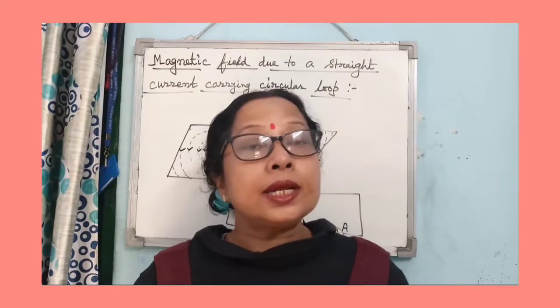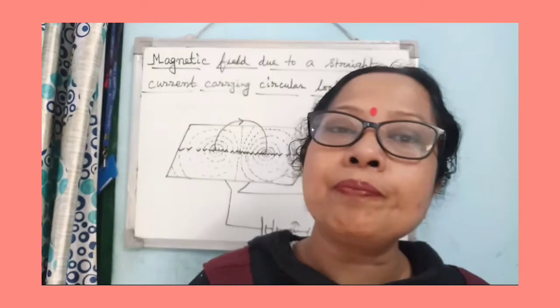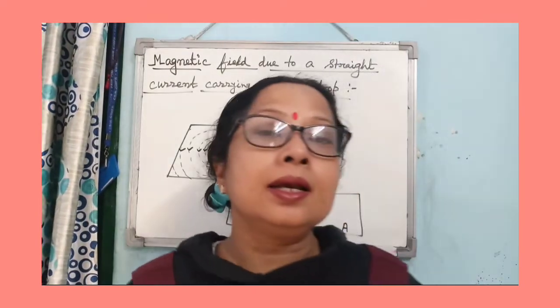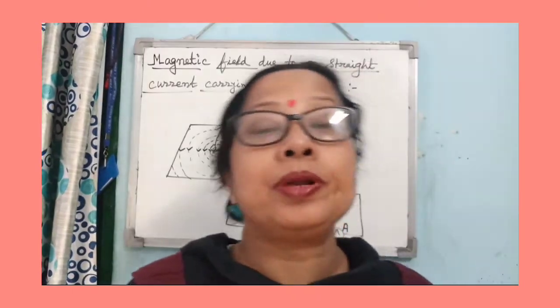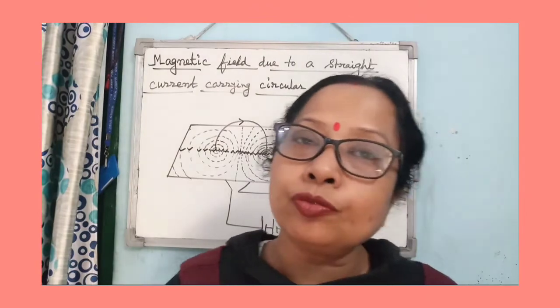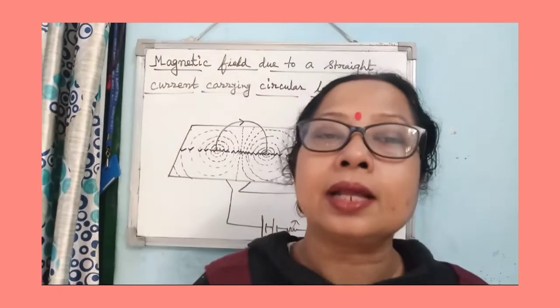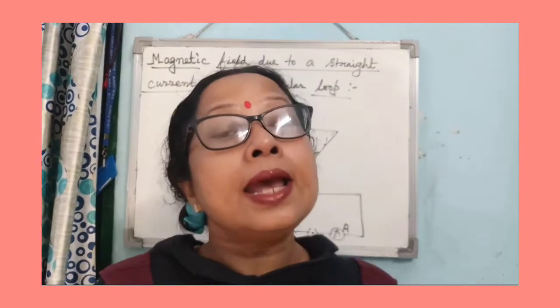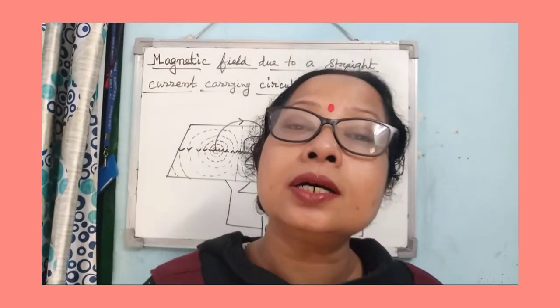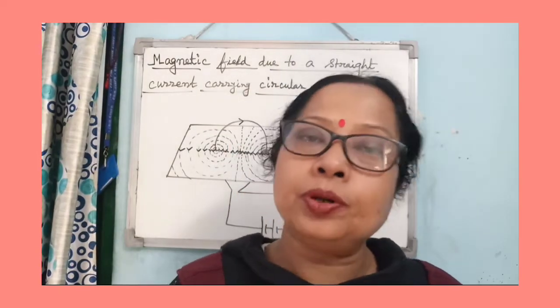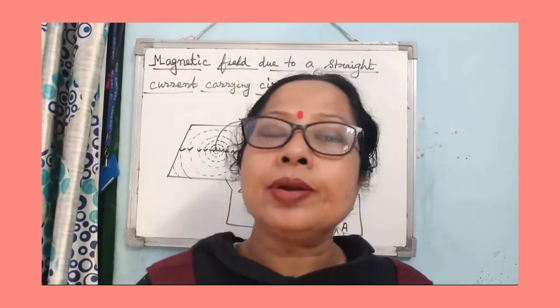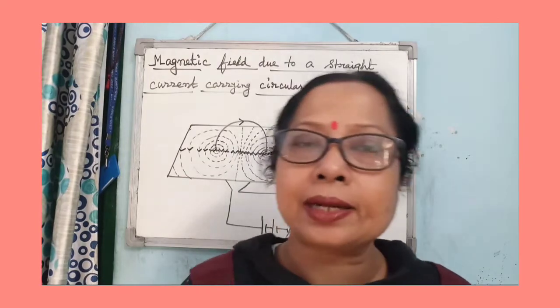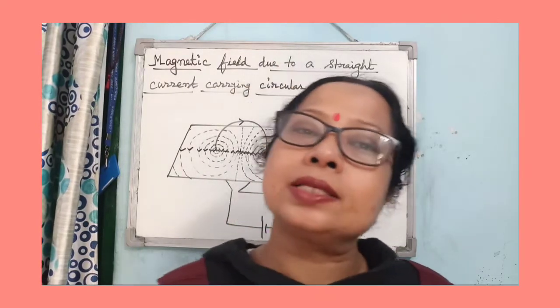So, a question you may get like this in the exam: on which factors does the magnetic field produced by a current carrying circular loop depend? Then what are the two factors? It depends on the current passing through the conductor and the number of turns of the loop. If you increase the current passing through the loop, the magnetic field increases and vice versa. If you increase the number of turns of the loop, the magnetic field increases and vice versa.